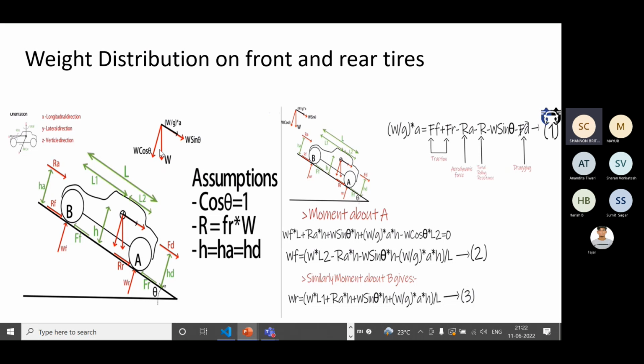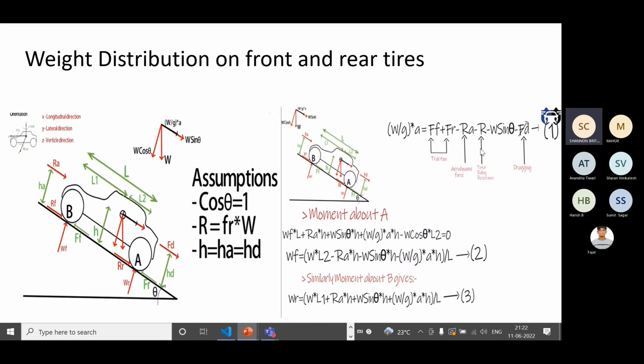So we'll resolve this W force into W cos theta and W sin theta, and we'll apply another force which is called the inertia force, which is in the opposite direction to the acceleration. So we have made some basic assumptions here. We are taking theta, the inclination of the road, to be very small. So cos theta is equal to 1. R, the rolling resistance, is equal to, as I have told you in the previous slide, fr into W. And here we also consider that this distance is equal to HA and HD. So these are the three assumptions we make here.